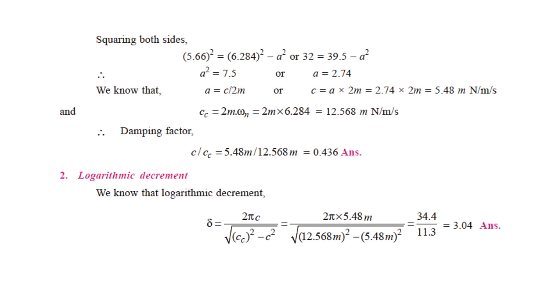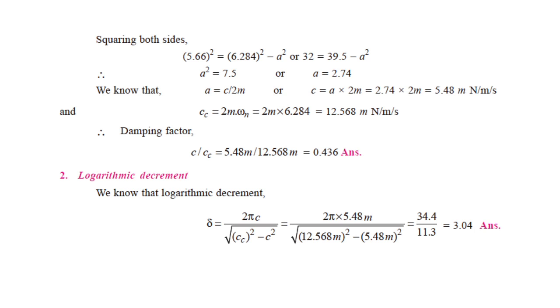Now we know that omega d is equal to square root of omega n square minus a square. Here we know omega n as well as omega d. The only unknown is a square. Therefore find a square first from this. Once a square is known, that is the value of a is known, we have the formula of constant a equal to c by twice m. Therefore c is a into twice m. We get the value of constant c, that is the damping coefficient, as 5.58 into m, in terms of mass, because mass is unknown here. We also know the formula of Cc, the critical damping coefficient, is equal to twice m into omega n, where omega n is also known but the only unknown is m.